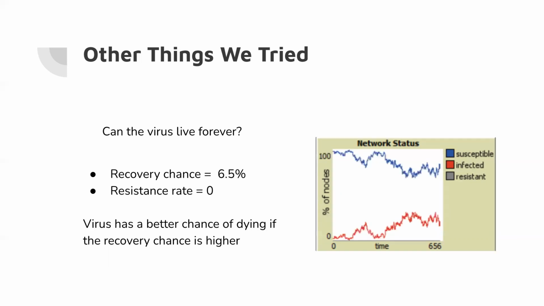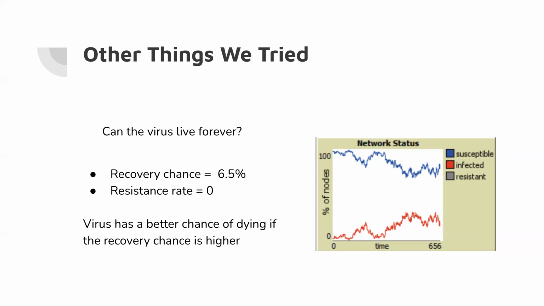Now, the virus can still die out even with a resistance rate of 0 if the rate of recovery is high enough. The virus is unable to infect enough nodes before dying out. In this case, the above graph has a recovery rate of 6.5%. With this one, it runs forever, but it appears that any graph with a recovery chance of 6.5% or greater has a really good chance of dying out.